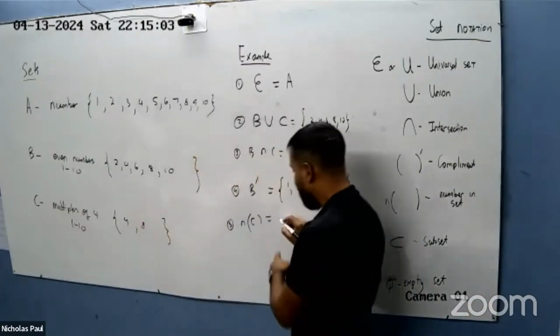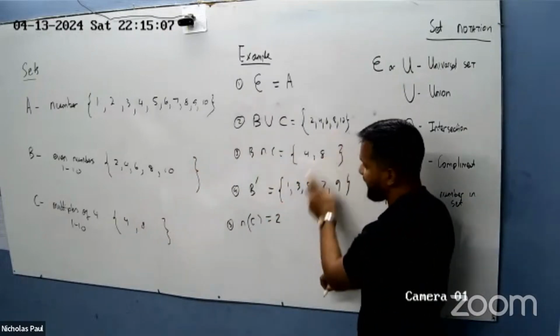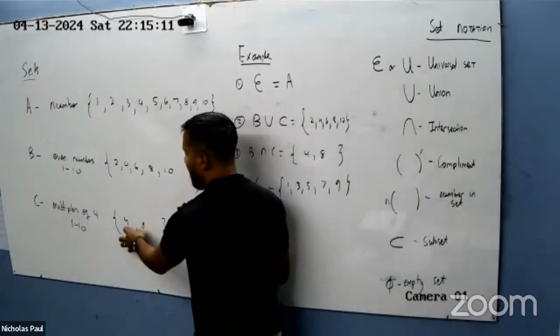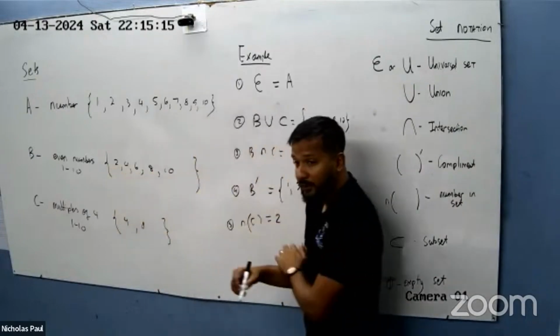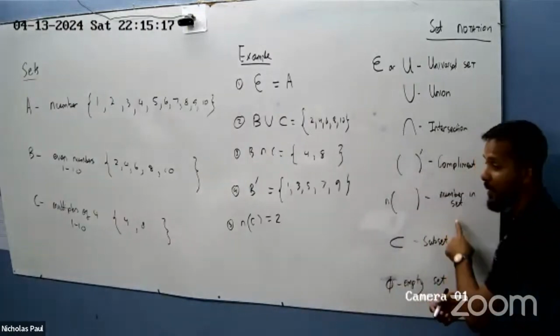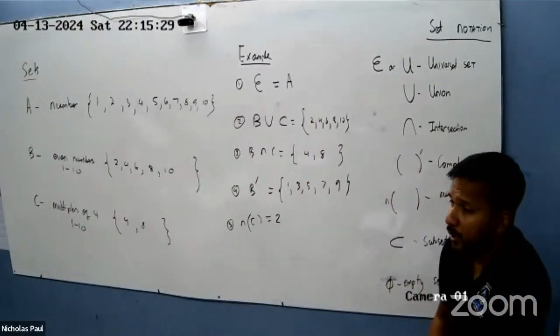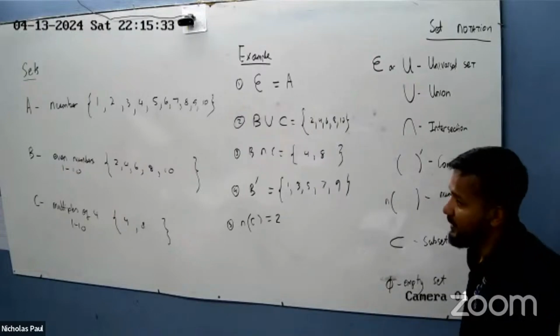So you just put a 2 here. You're not listing out anything, you're just giving them the number of elements. Number of elements here, 2. Number of elements here, 1, 2, 3, 4, 5. So the number in a set represents the total number of elements in a set.